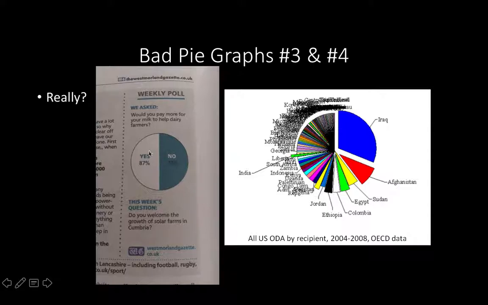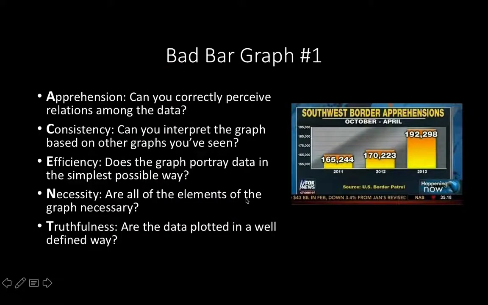And now, here's two more, just because, really? Okay, this one. We have a poll here that ended up 87-13, but the pie graph shows 50-50. Come on. This one, just don't be that guy. This is just horrible. All right, now another one. Let's go to bar graphs.